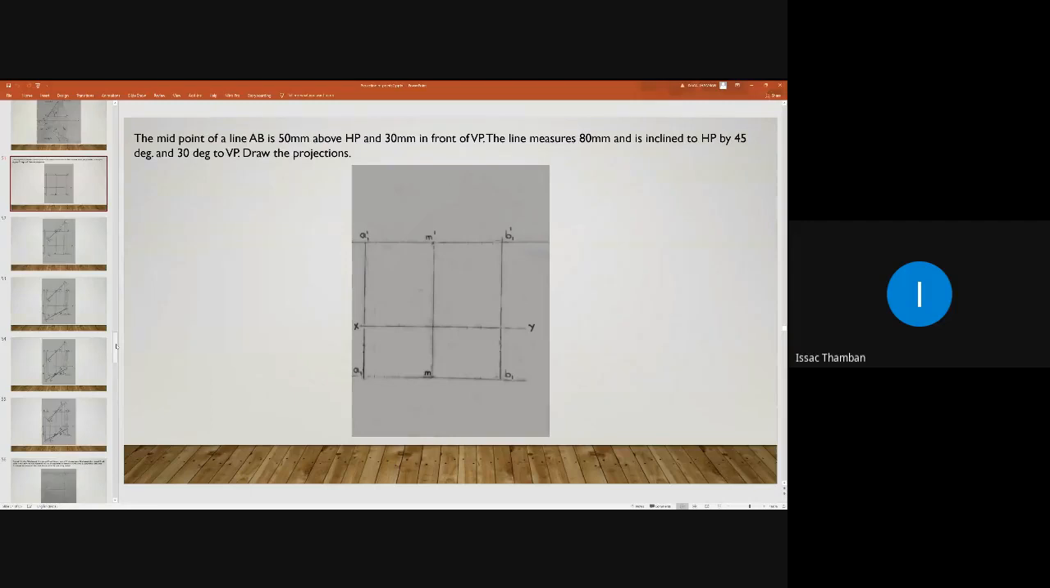The midpoint of a line AB is 50 mm above ST and 30 mm in front of it. The line measures 80 mm and is inclined to ST by 45 degrees and to VP by 30 degrees. Draw the projections.